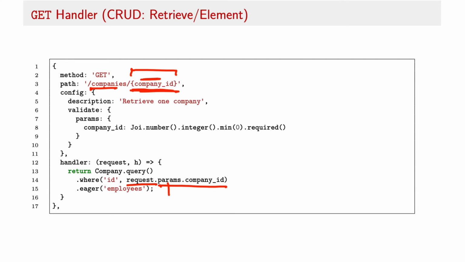Let's focus on the handler first. The query is quite simple and familiar. We're using the company Objection class. We're running the query method on that, which remember gives us back a Knex query object.